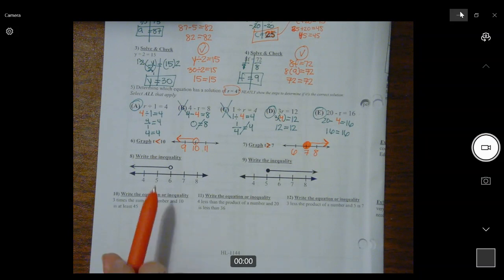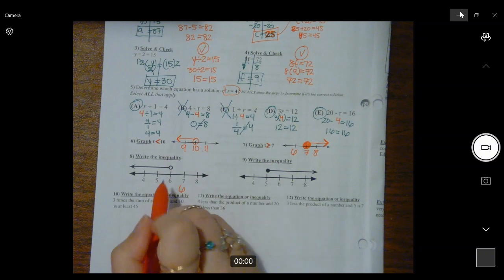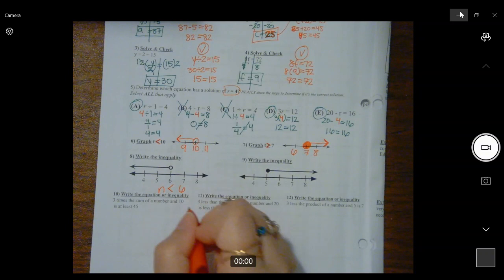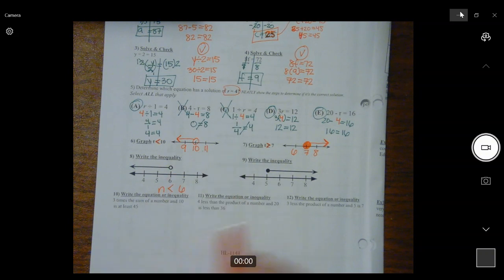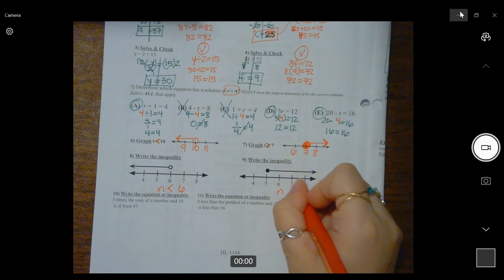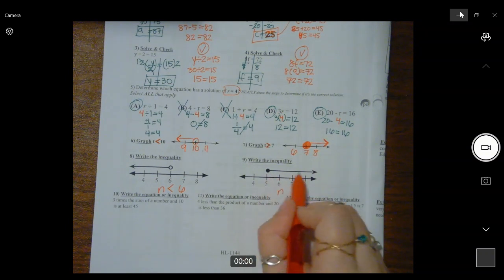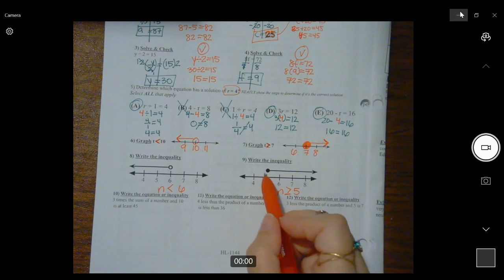Now, in reverse, if you're asked to write the inequality when they give you the graph, I'm focusing on the number 6, and it's going to the left, so it's all the numbers less than 6. And I'm not going to underline it because it's not including the 6. Here, you're focusing on 5, and it's going to the right, so it's all the numbers greater than 5. And I am going to underline it because it's including the 5.